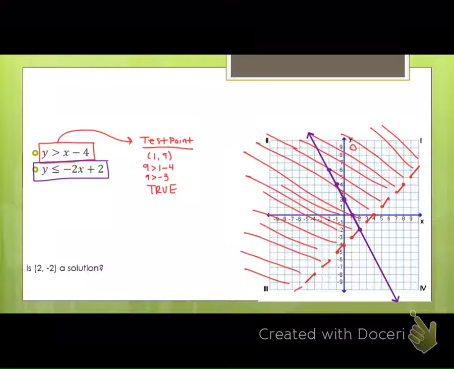If you don't have access to these colors, you don't have colored pencils or anything at home? Then you don't have to use different colors.